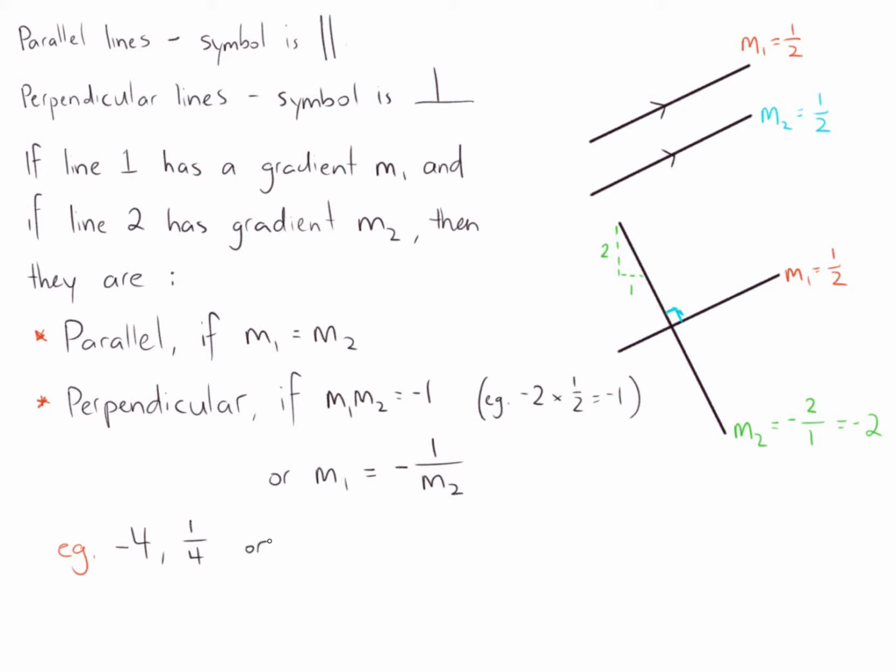Or if I told you a line had a gradient of 5/7, well, the line perpendicular to that would have a gradient of negative 7 over 5. Right, so just switch the sign and flip the fraction. And remember, if it's just a whole number like negative 4, it's over 1, so that helps you flip the fraction. Alrighty, let's do an example.